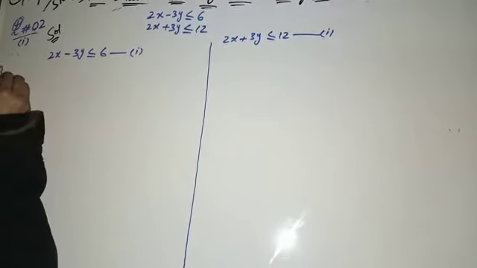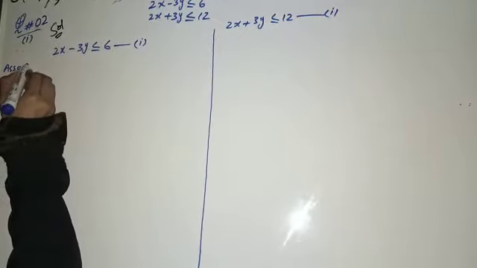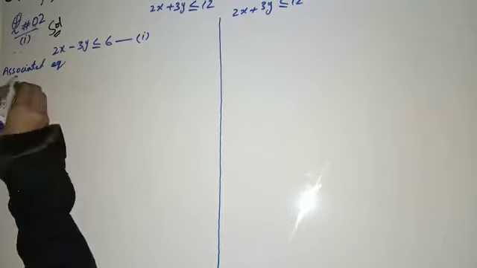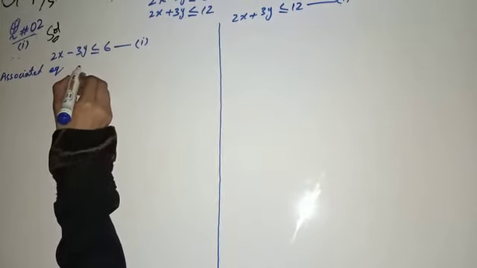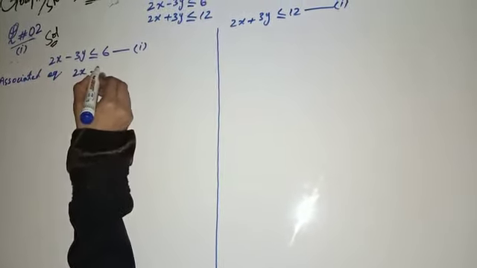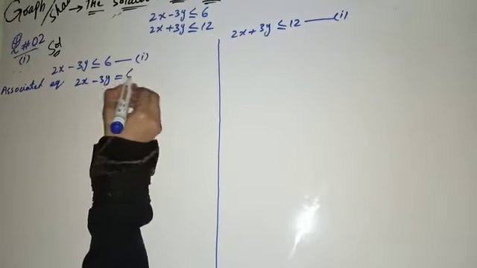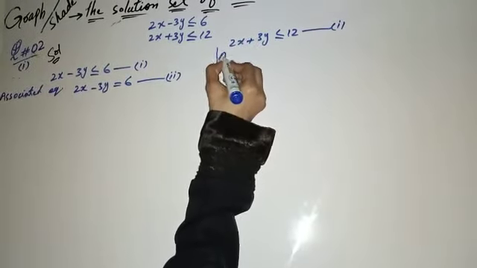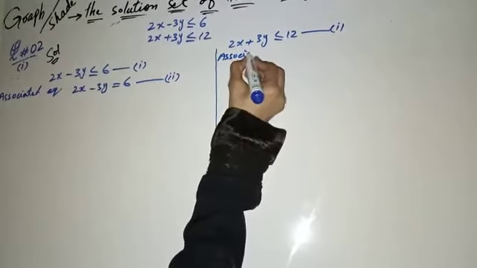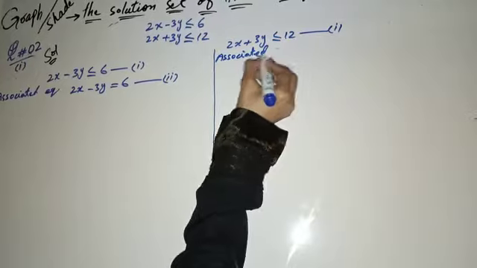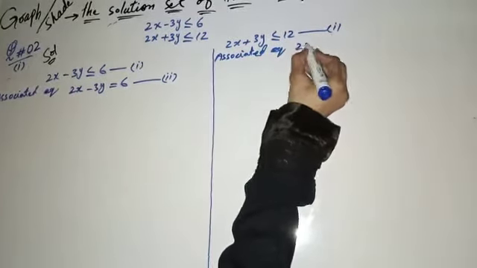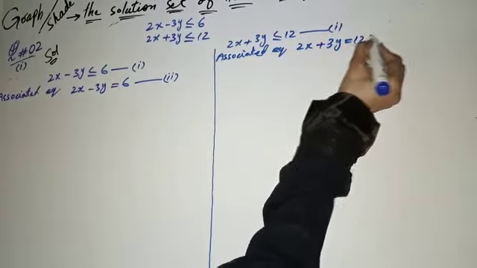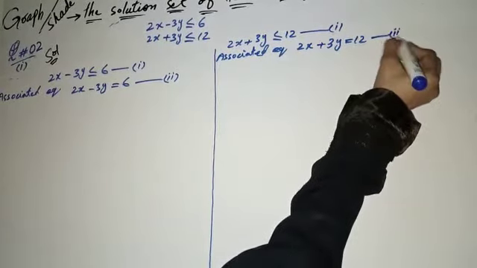First of all, write their associated equations. Associated equation means, as you understand well, writing any inequality expression into equality form. 2x minus 3y is equal to 6. This is now equation number 2. Write its associated equation as well, that is 2x plus 3y is equal to 12. Equation number 2.